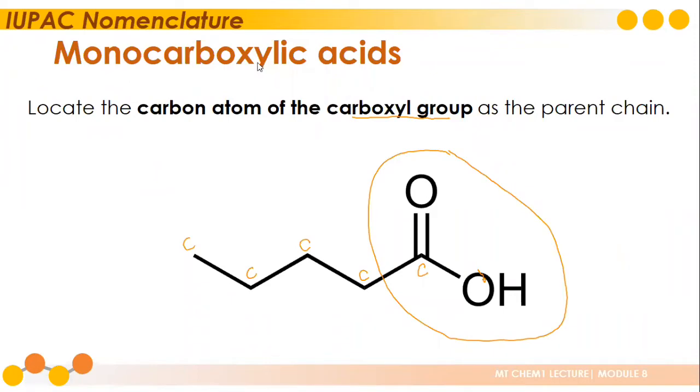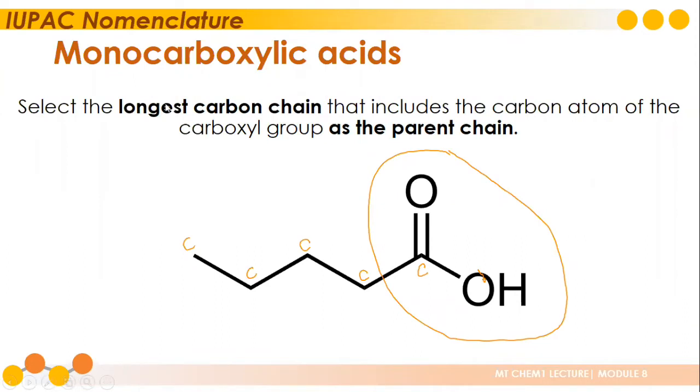For the next step, select the longest carbon chain that includes the carbon atom of the carboxyl group as the parent chain. For this one, it's not that hard to look for the longest chain since our compound is a linear compound. All we need to remember is that you always need to include the carbon atom in that longest chain. So we have here 1, 2, 3, 4, 5. This compound has 5 carbons. Let's proceed with our next step.